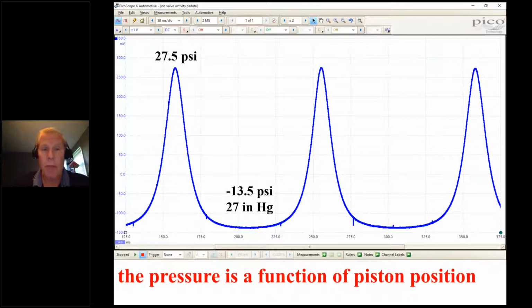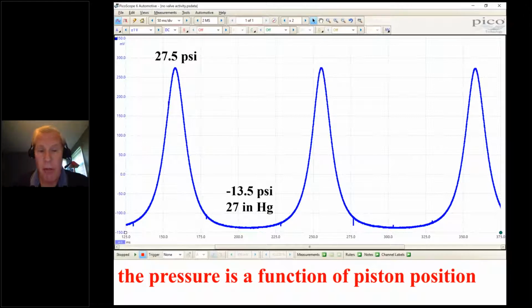So I assume the piston's at top dead center. As the piston is being dragged down the cylinder, we lose pressure very quickly, and we start to form a vacuum. And my deepest negative pressure is a negative 13.5 PSI. So again, 100 millivolts would be 10, that's 15, so it's a little bit deeper. And as you know, a pretty good rule of thumb is 1 PSI is about 2 inches of mercury. So a negative 13.5 is about 27 inches of mercury.